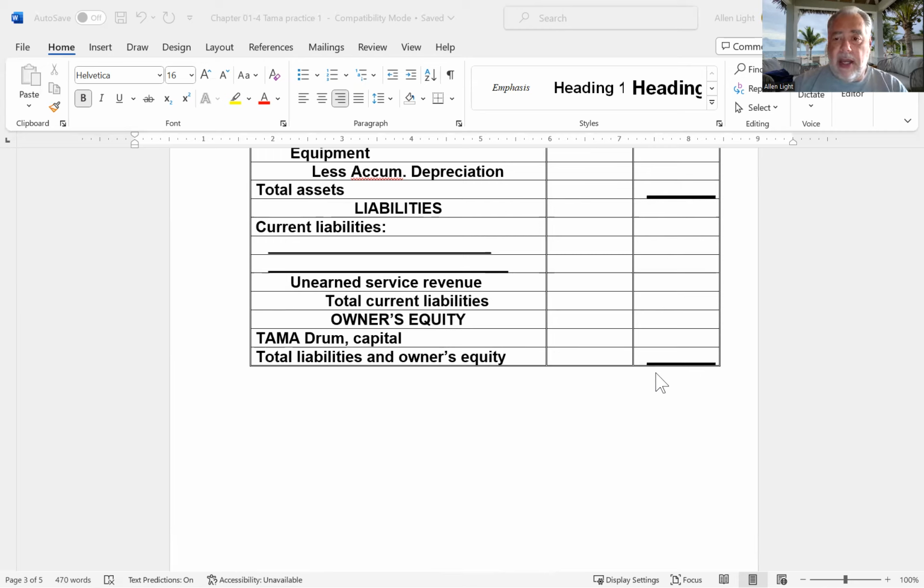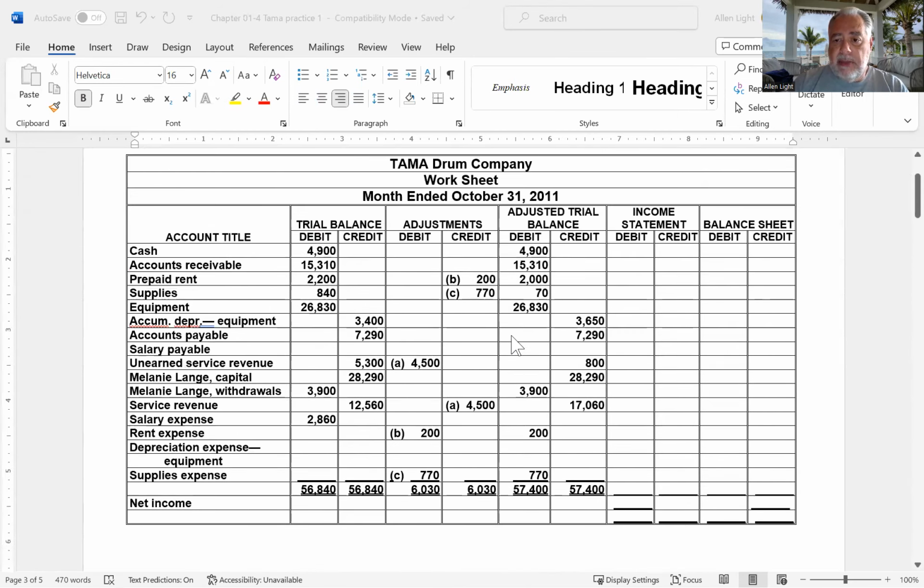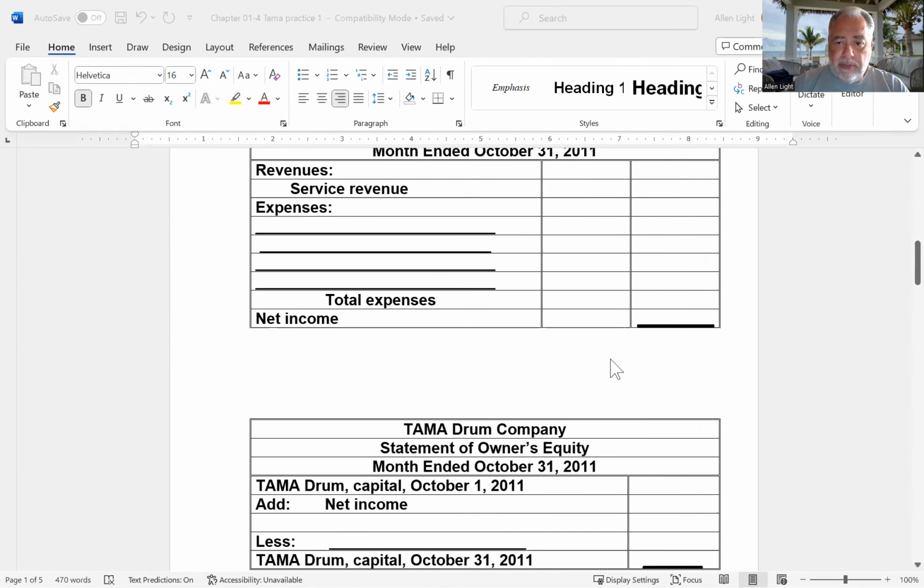Okay, so there's our statements, and all of this information, everything for these three documents can be taken right from here. It's all here and here, so it's all going to be there.